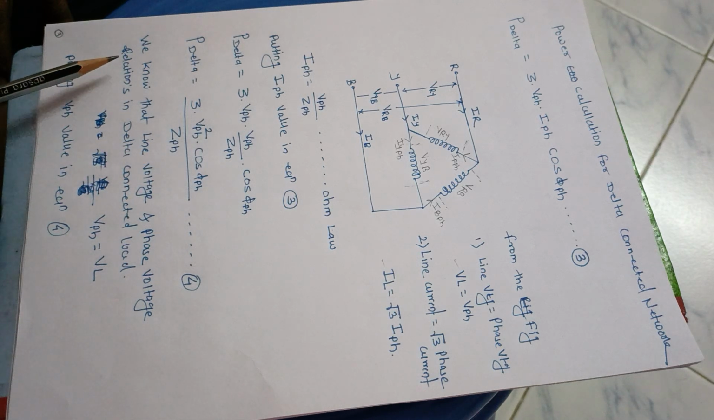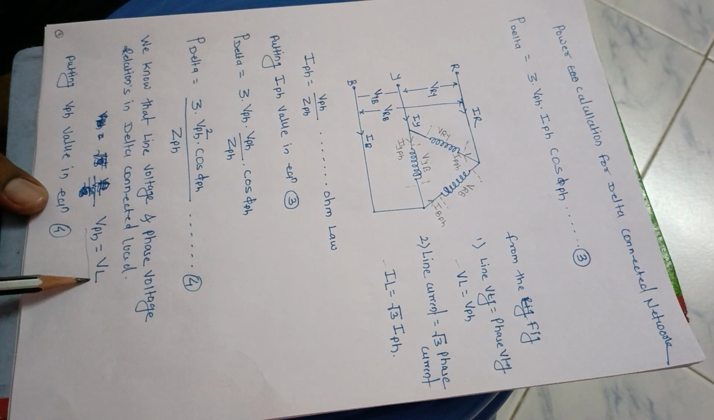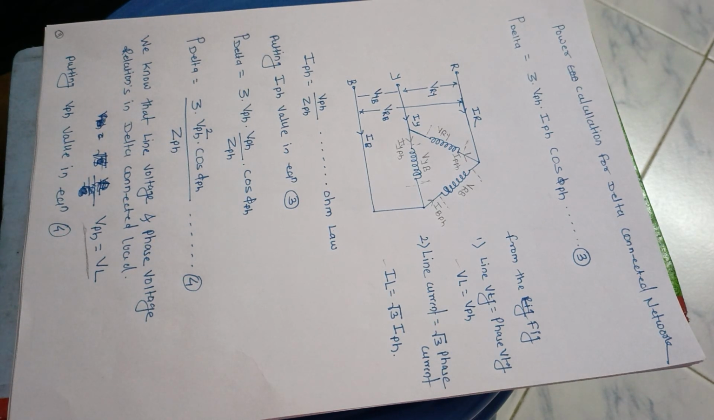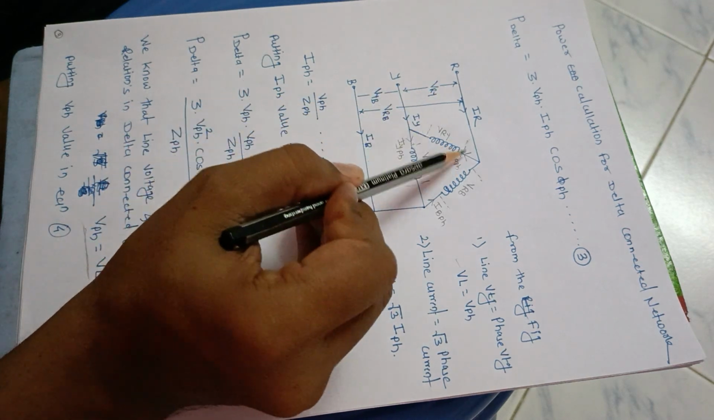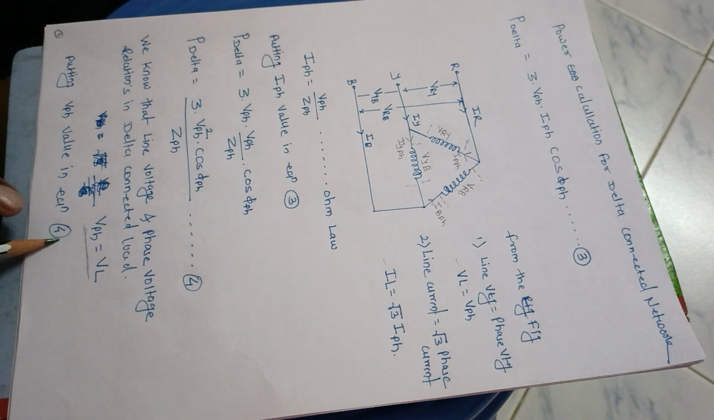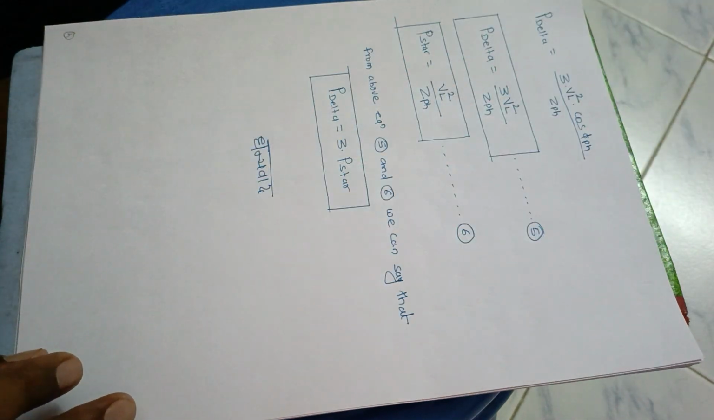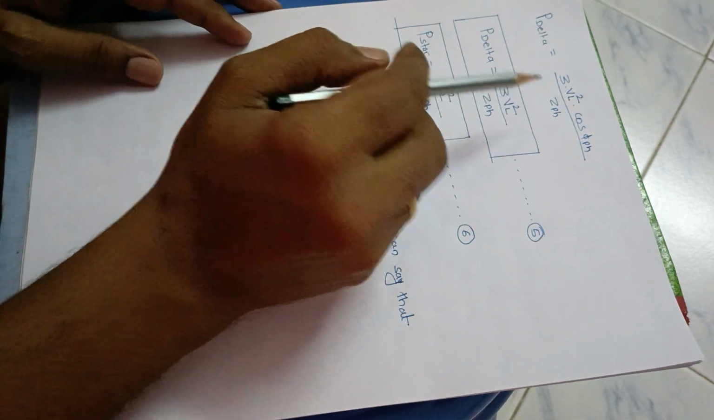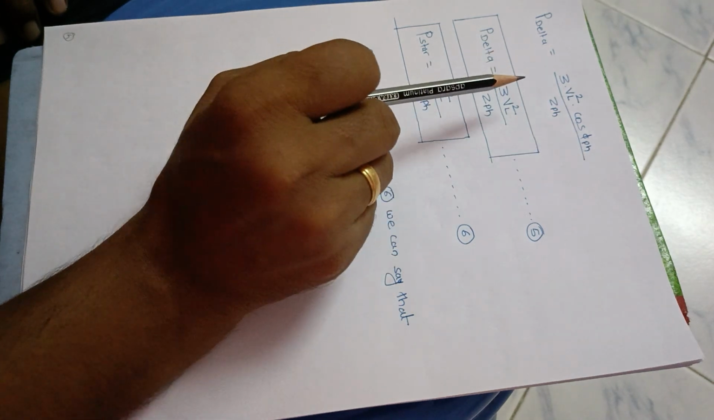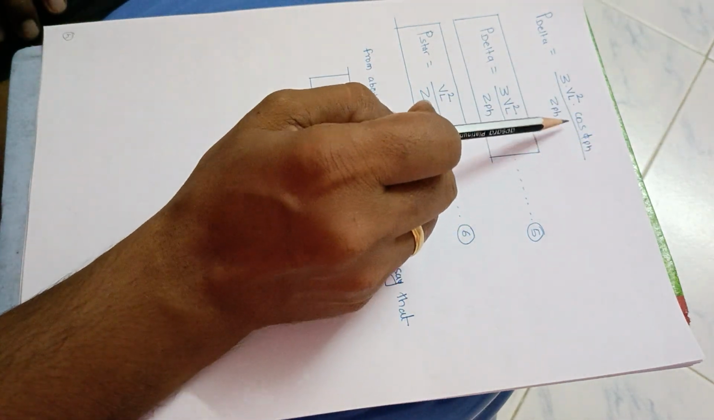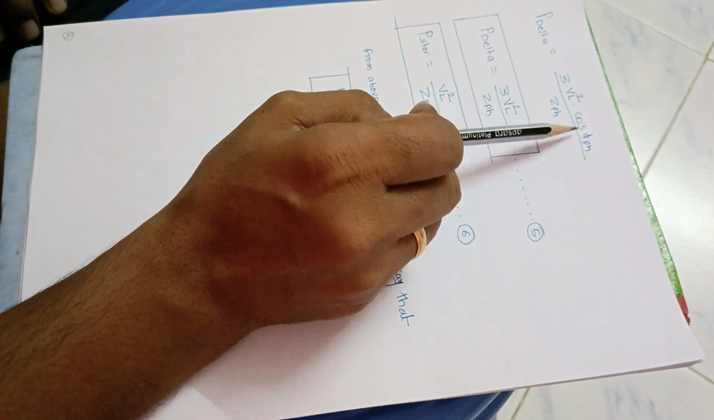phi PH upon ZPH. Same for the delta, we know the line voltage and phase voltage relation in delta connected load, that is VPH equal to VL. Here we see that this is the line voltage and it is equal to the phase voltage, so we put this value in equation 4. By putting this value in equation 4 we get 3 VL square cos phi PH upon ZPH. Here also cos phi PH is the same for the delta connected load, so we keep it constant.